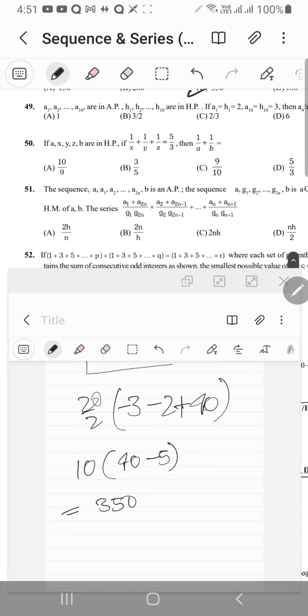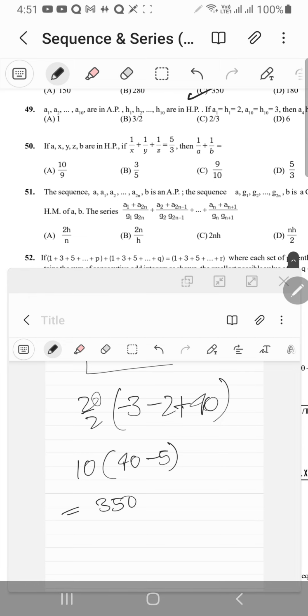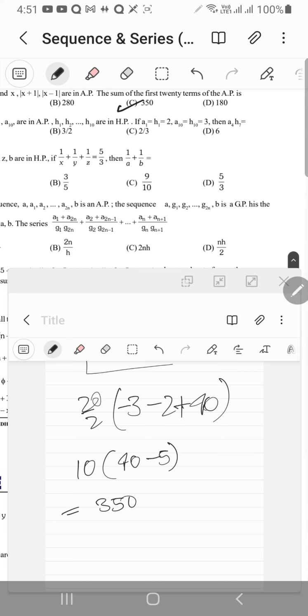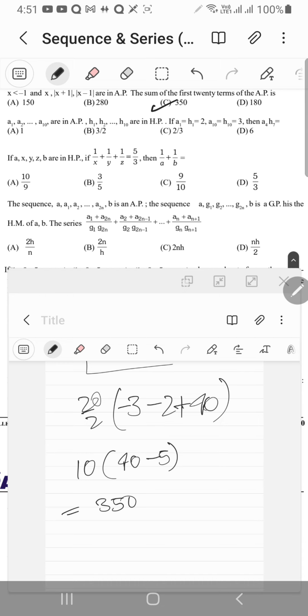If A1, A2, A3, all the way to A10 are in AP, these are in HP, and A1 equal to H1 equal to 2, A10 equal to H10. Right. Then A4 H7. Oh, come on. A4 H7.